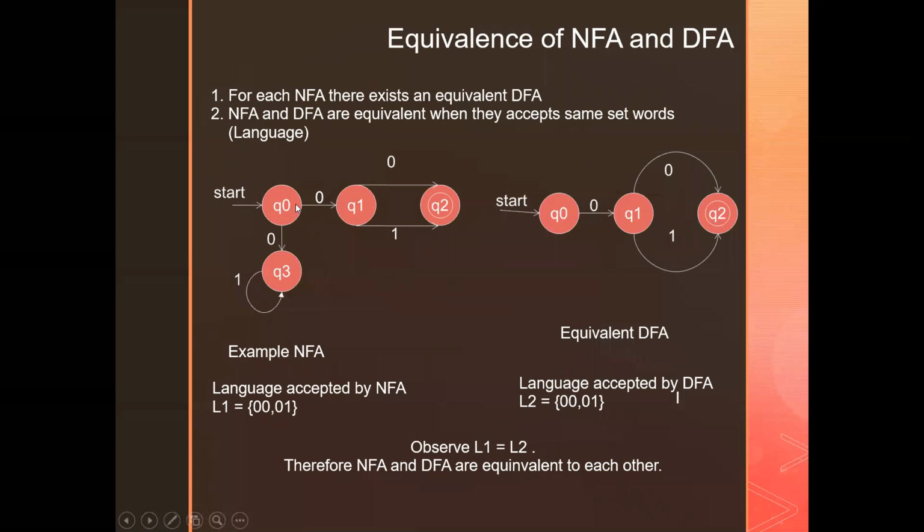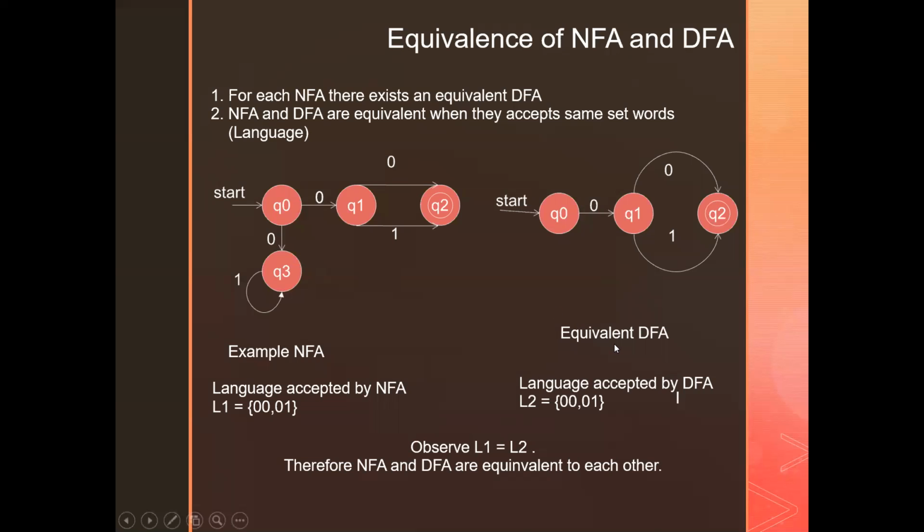So these two diagrams are there in front of you. If you see this NFA, it is accepting the strings 0 0 and 0 1. From here there is a transition to Q3, but because Q3 is not a final state, it will not accept strings like 0 followed by multiple ones. Such strings will be rejected by the NFA, and that is the reason you will not find those strings in L1. So L1 consists of only two strings, 0 0 and 0 1.